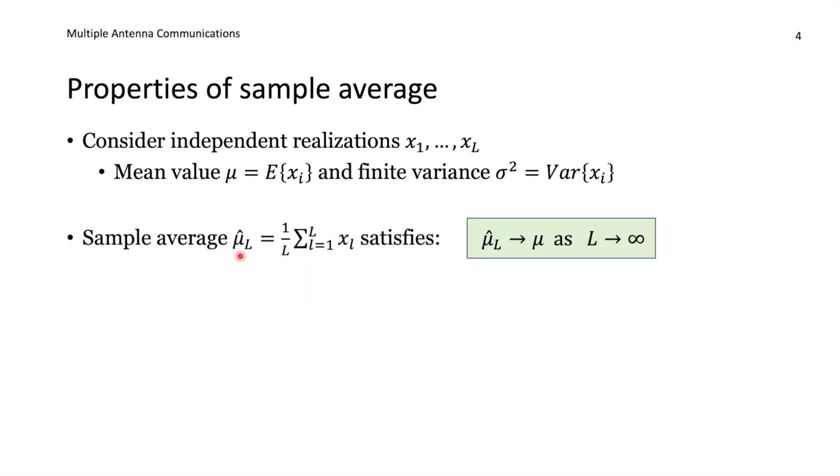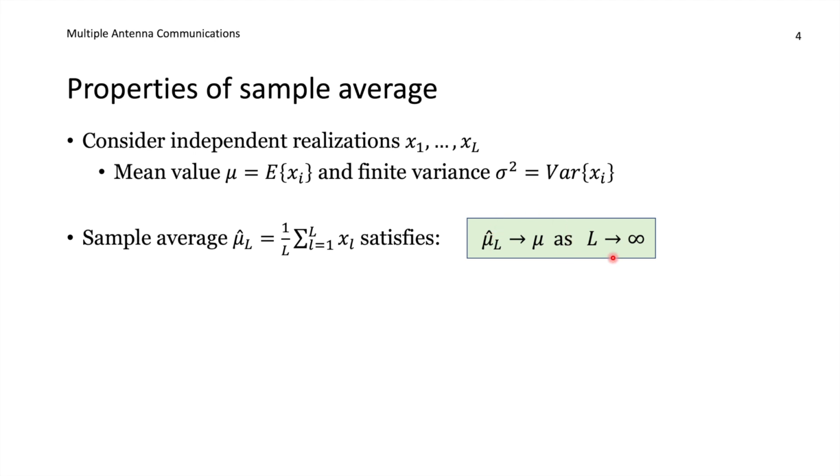Namely, that if we compute the sample average, so we take our independent realizations, xl, we sum them up for all of them, then we divide by the number of them in order to get the sample average. Then, as the number of independent realizations that we have in the sum approaches infinity, the sample average approaches the mean value, the statistical average. This is also known as the law of large numbers, and the important thing is that the variance is finite. Then this convergence will happen.